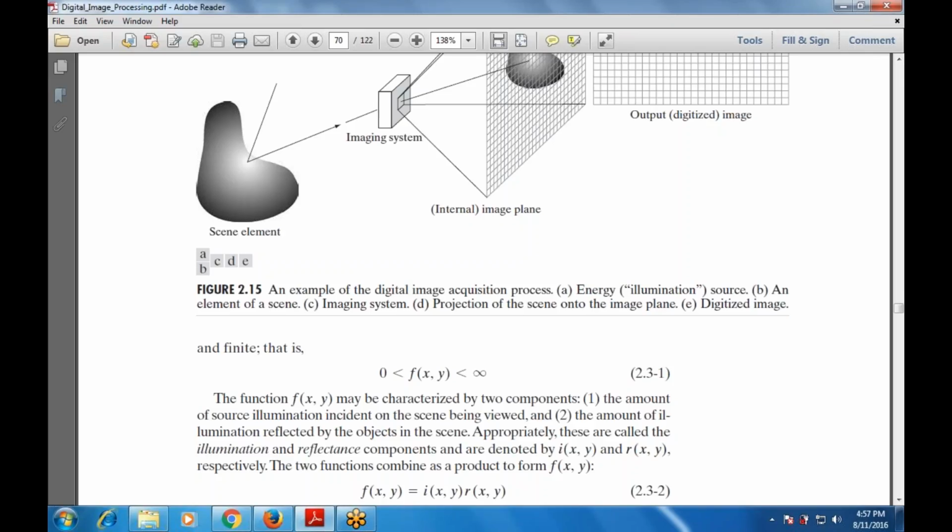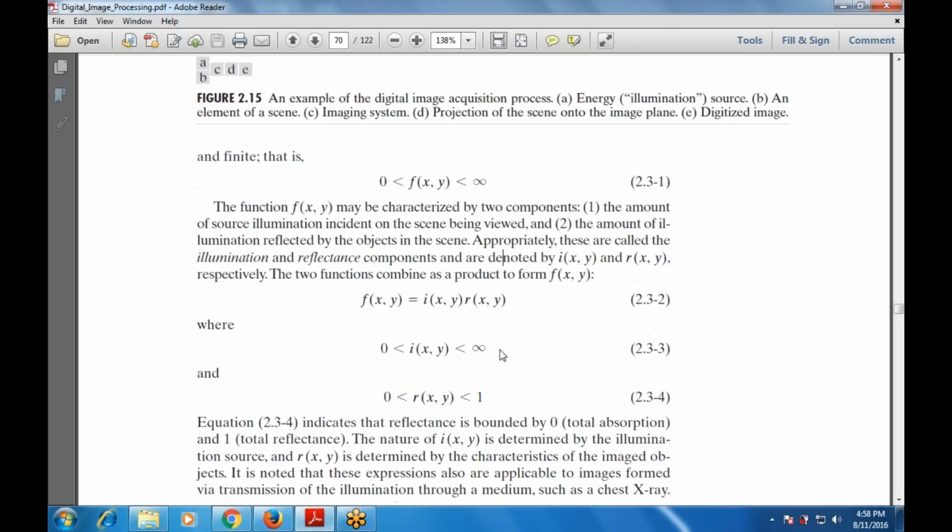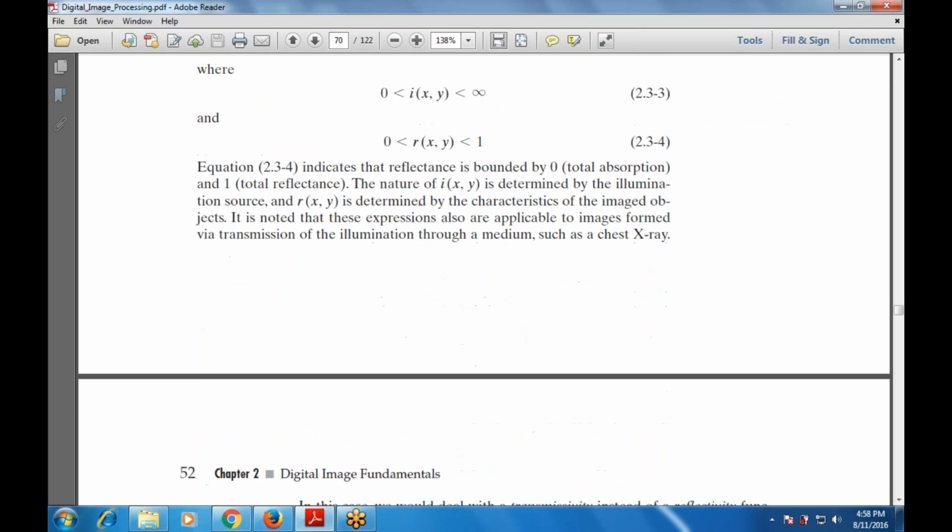And the function f(x,y) may be characterized by two components. The first one is the amount of the source illumination incident on the scene being viewed. Then the amount of the illumination reflected by the objects in the scene. These are known as the illumination and reflectance components, denoted by i(x,y) and r(x,y). And the two functions combine as a product to form f(x,y) equals i(x,y) times r(x,y).